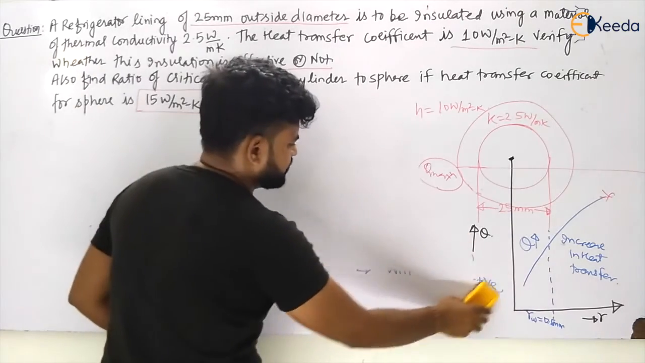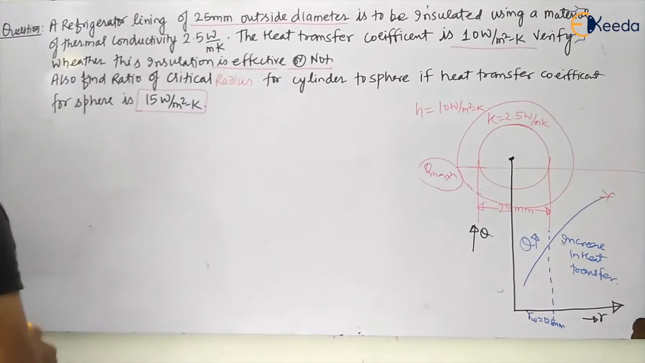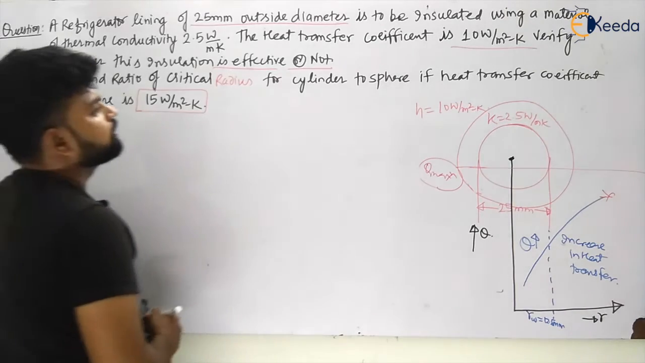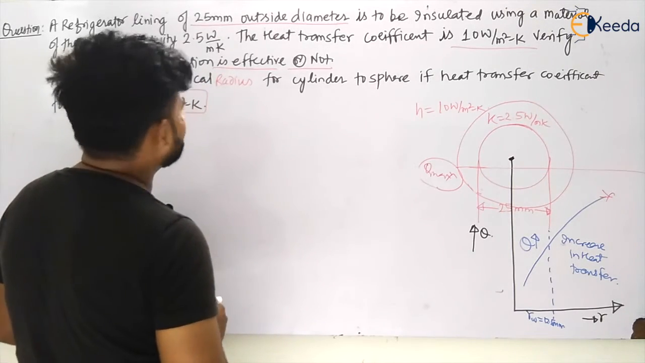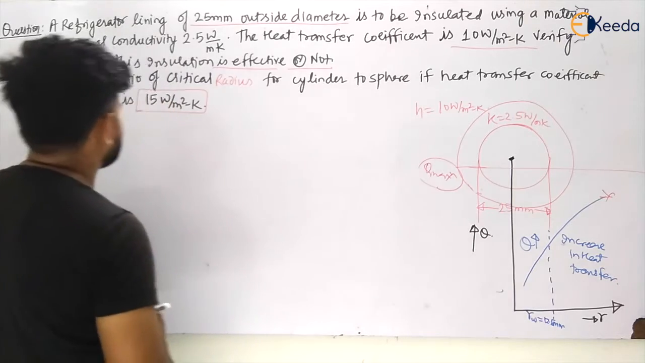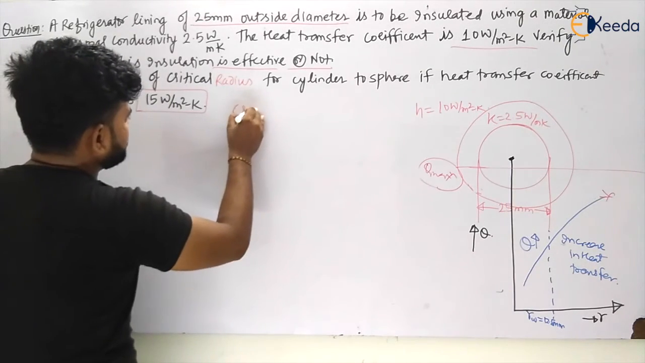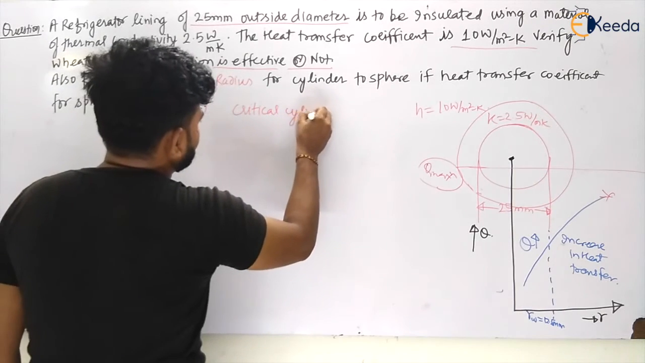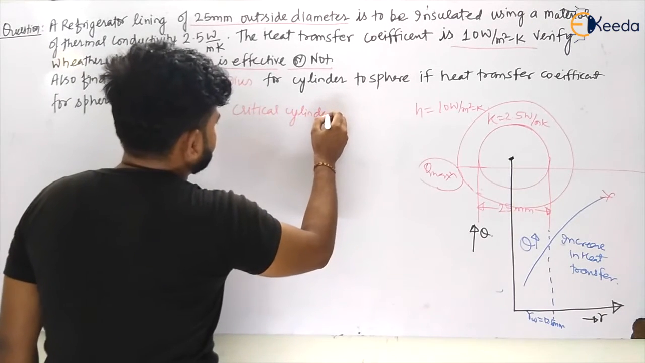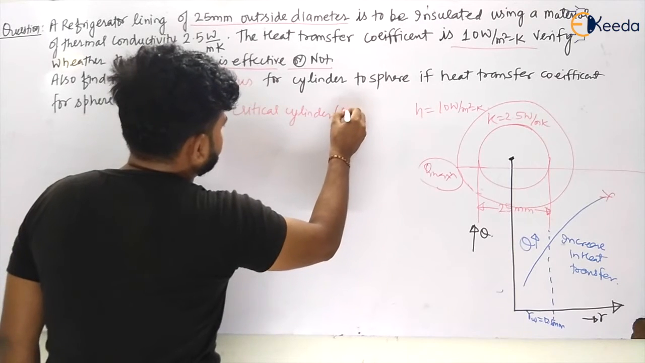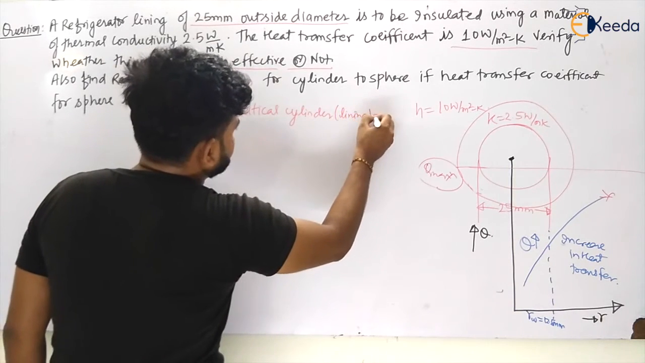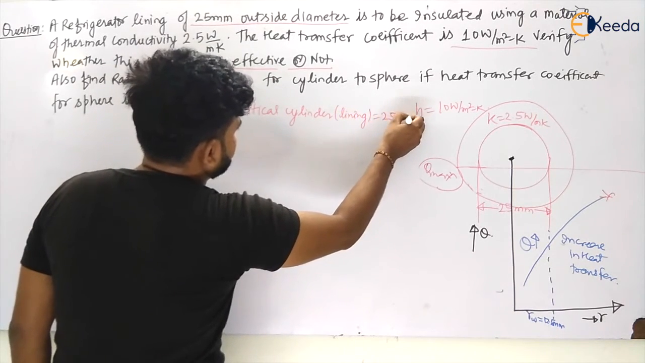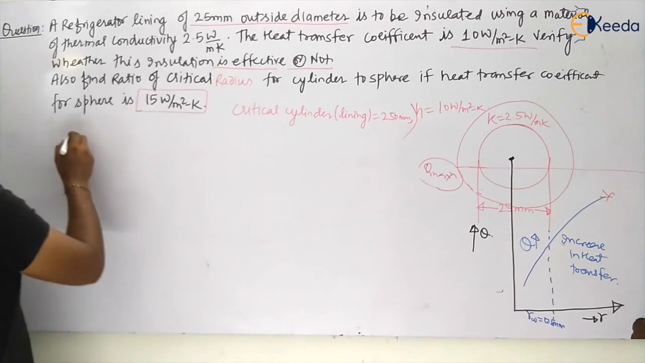So in the second case, let us see what it is asking. Also find the ratio of critical radius for cylinder to sphere if the heat transfer coefficient for the sphere is given to be this. So now we know the critical radius of insulation for the cylindrical case, that is your lining, which is given to be 250 millimeter.